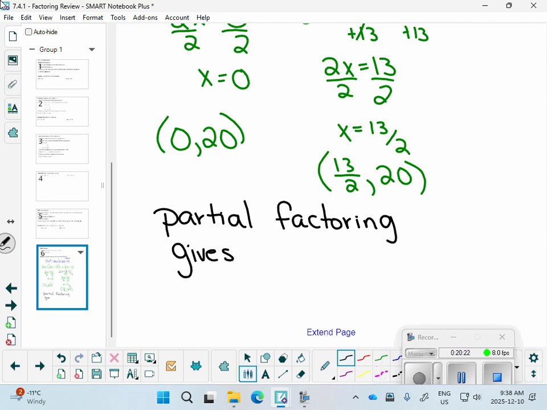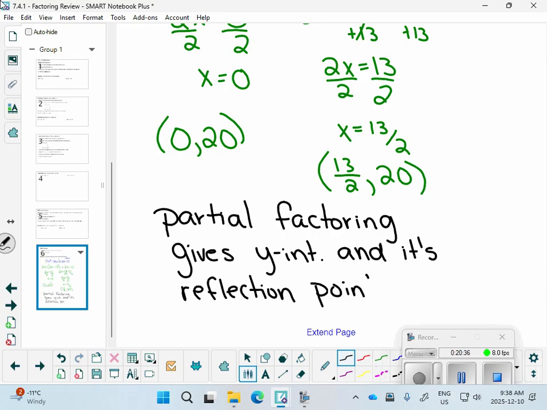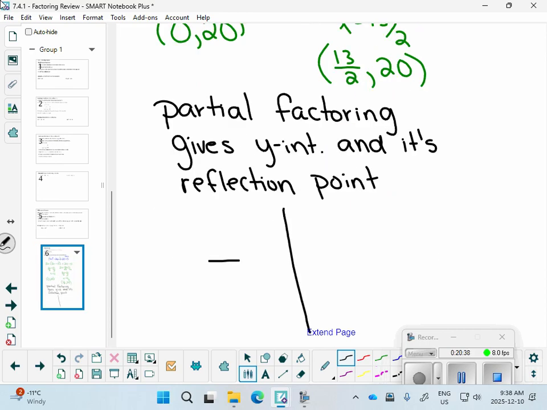gives the y-intercept and its, we'll say, reflection point. Okay, so what that looks like is this axis of symmetry and this. So that's what we found doing partial factoring. Usually I'll tell you, like that's why on this other one I should have said use partial factoring, and then that would have sent us down the right path. But now we'll jump back to the question we were on.